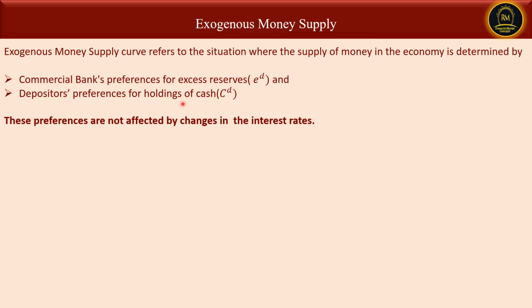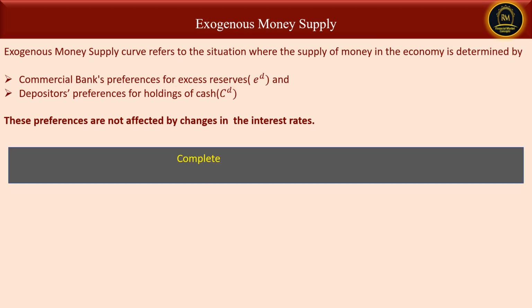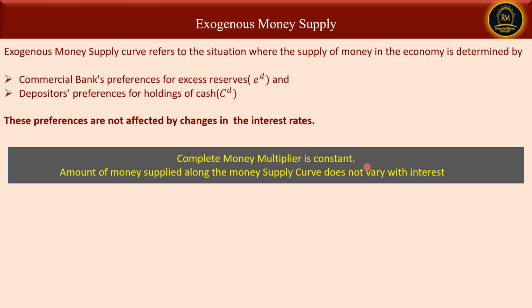Either interest rate increases or decreases, it is not going to affect the depositor's preference for holding cash or the bank's preference for holding excess reserve. So in this case, the money multiplier is constant. As a result, the amount of money supplied along the money supply curve does not vary with interest rates.